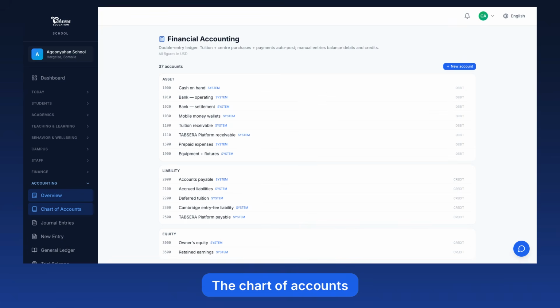The chart of accounts is the skeleton, every account the ledger knows, grouped as assets, liabilities, equity, income, and expenses. A new center can seed a standard chart in one click rather than building one by hand. Add your own only when you need a category the standard set does not have.